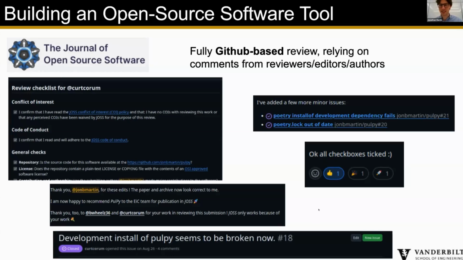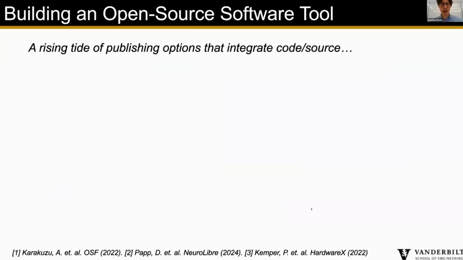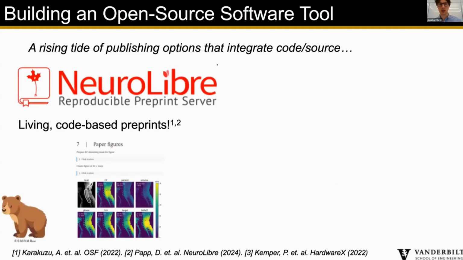I just think that this is an extremely cool model for disseminating science. And it's part of a rising tide of publishing options that integrate code and source into the review. A platform that I think got talked about at ESMRMB last year was NeuroLibre. It started as a neuroscience preprint server. It's really expanded out to some other types of preprints, and has these really nice living code-based preprints.